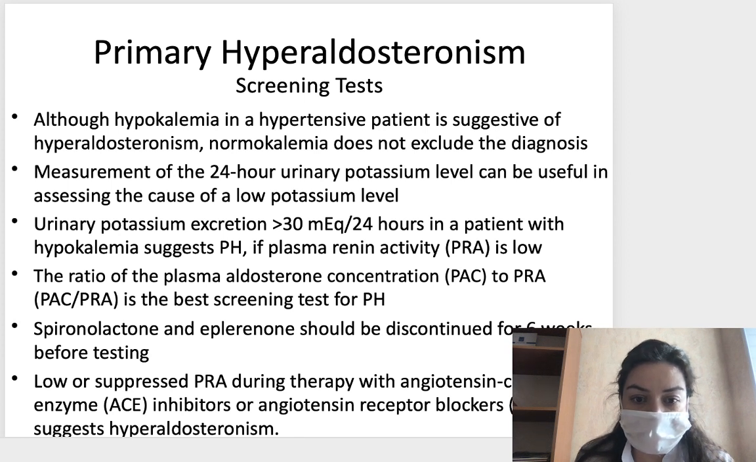The ratio of plasma aldosterone concentration to plasma renin activity, PAC to PRA, is the best screening test for primary hyperaldosteronism. Spironolactone and eplerenone should be discontinued for 6 weeks before testing. Low or suppressed PRA during therapy with angiotensin-converting enzyme inhibitors or angiotensin receptor blockers suggests hyperaldosteronism.